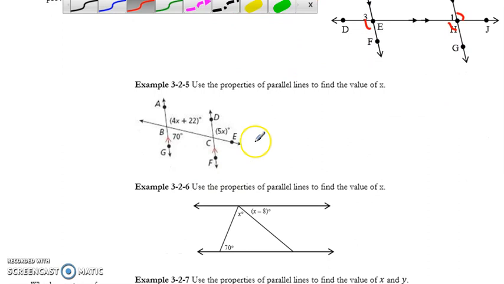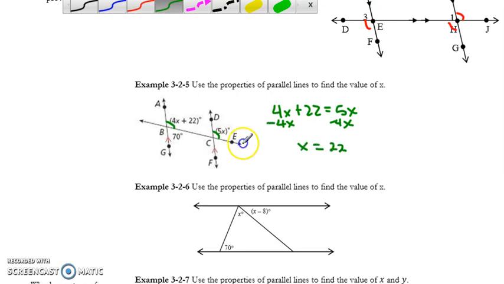All right, so looking down here, we're going to use the property of parallel lines to find x. Well, this is going to have to equal this because those are corresponding. They're in the same position. So 4x plus 22 is going to equal 5x. So then we can go ahead and solve. So x has to equal 22. That's pretty short.